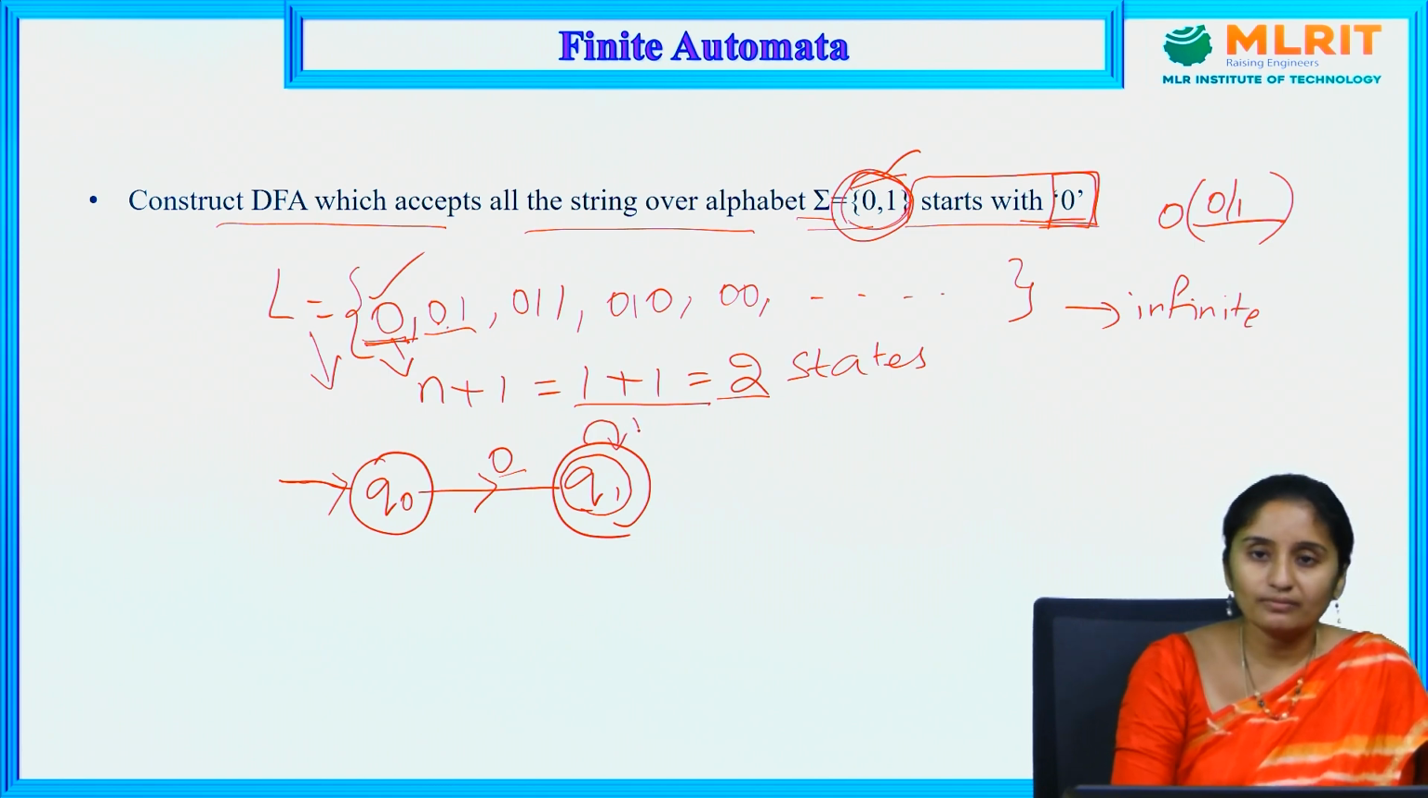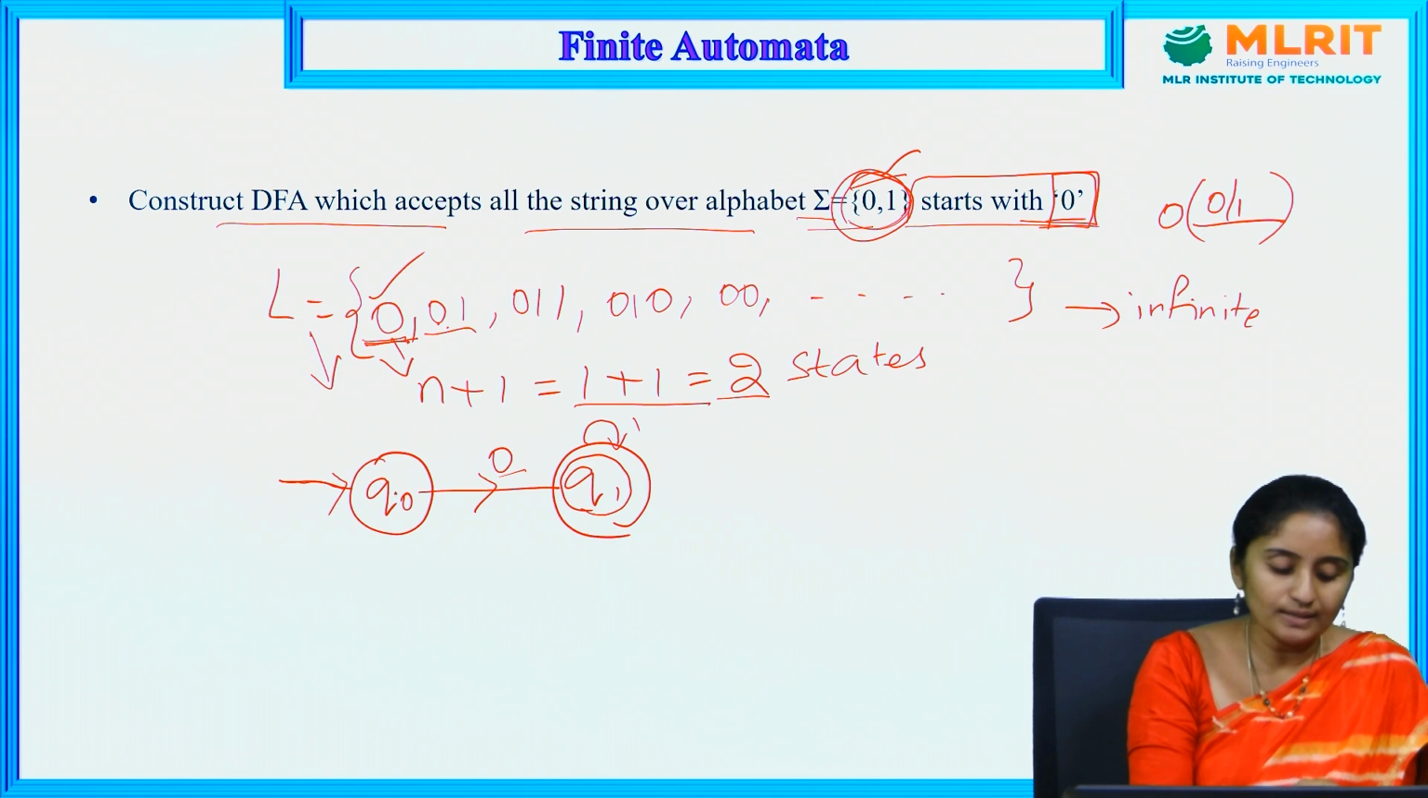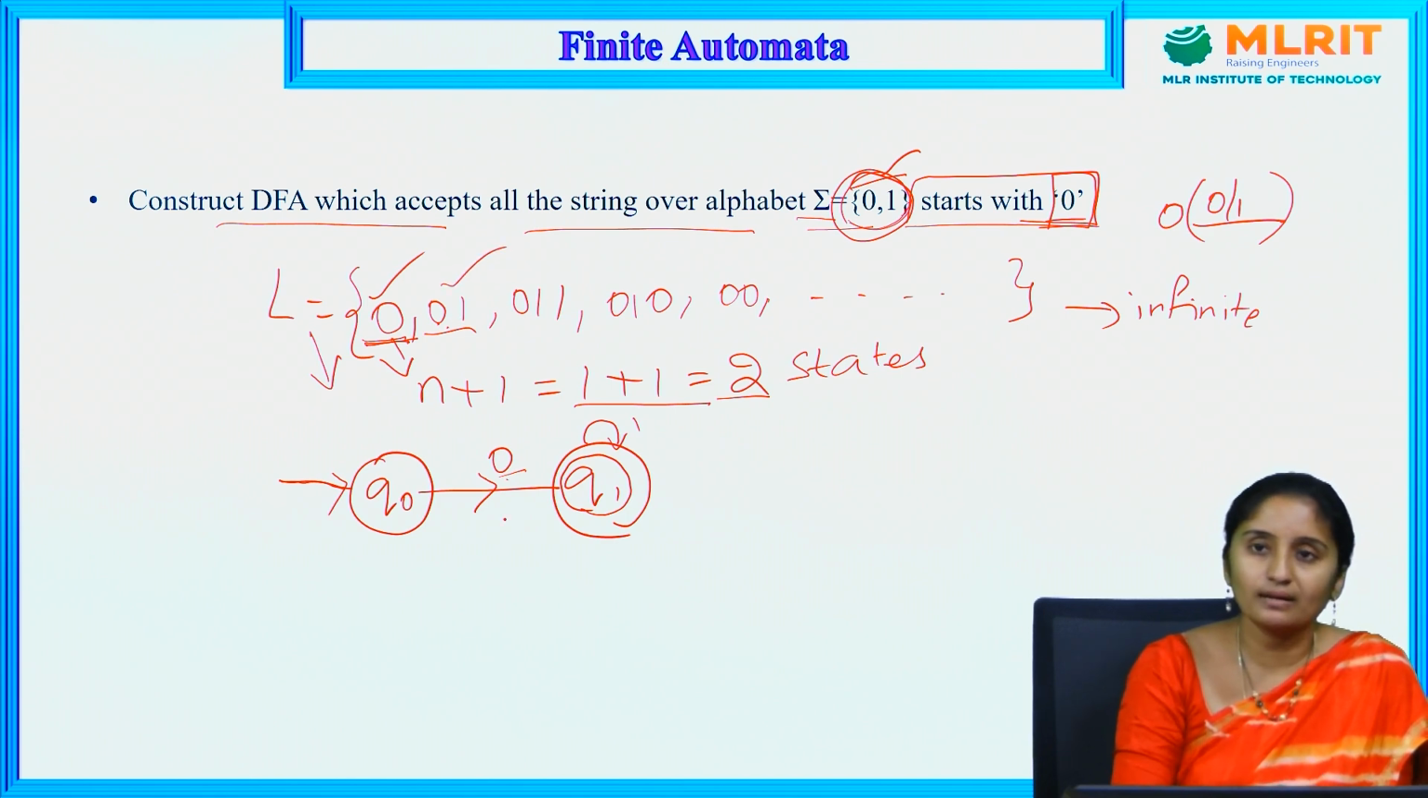I can plot here 1. So 0, it reads from Q0 to Q1 on 0. Again, from Q1, it is reading the 1. So this string is also accepted from this diagram. From this transition diagram, this 0, 1 is also accepted. So the next I am having is 0, 1, 1.